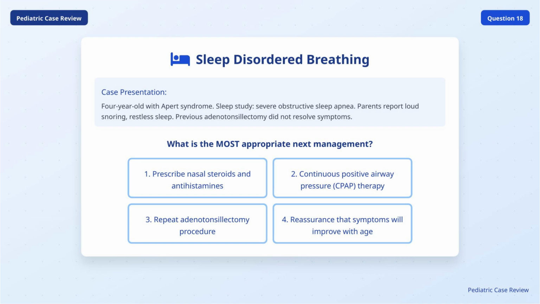A 4-year-old child with Apert syndrome has severe obstructive sleep apnea documented on sleep study. Parents report loud snoring and restless sleep. Previous adenotonsillectomy did not resolve symptoms. What is the most appropriate next management?